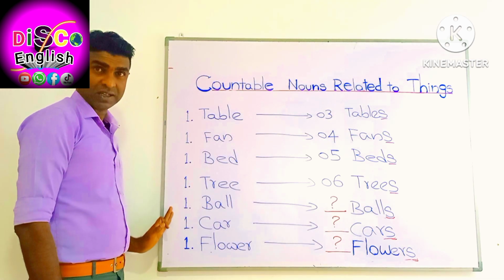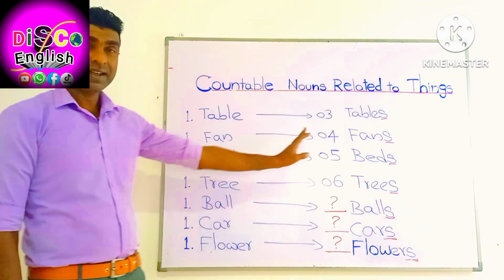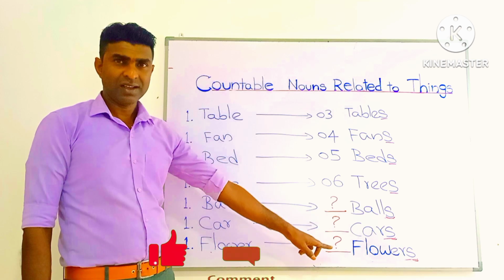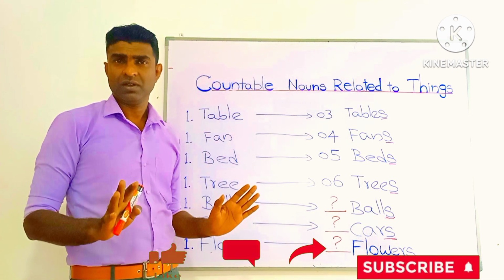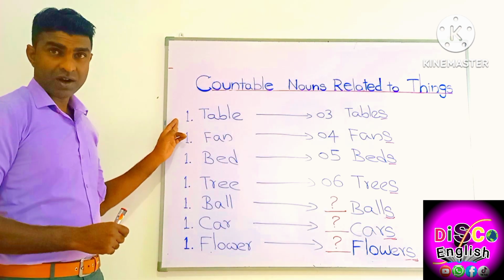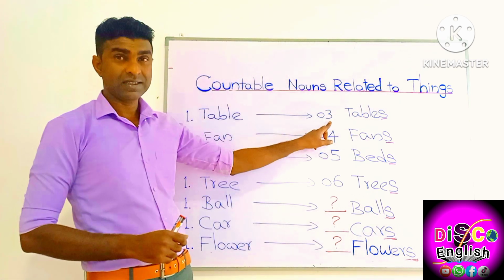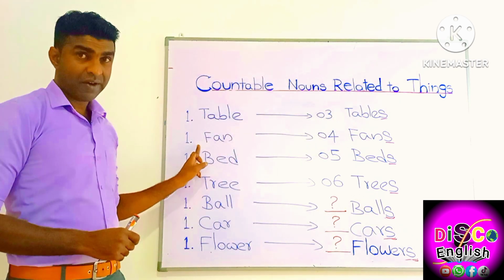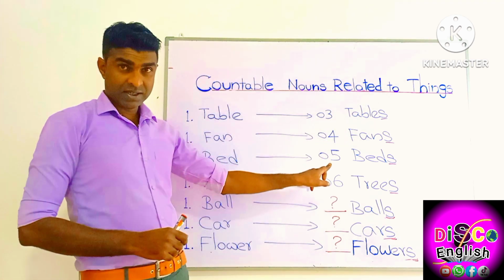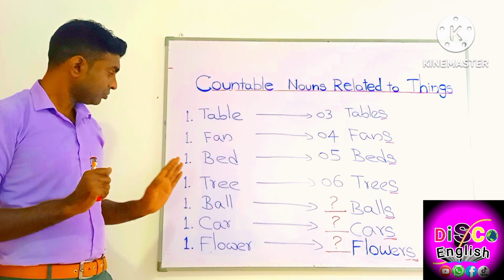Here you can see I have written number 1 before all nouns. At that side I have written some numbers. At the last 3 I have not written any numbers. I will show you why. This is the first one, table, singular. That side, 3 tables, 1 fan, 4 fans, 1 bed, 5 beds, 1 tree, 6 trees.